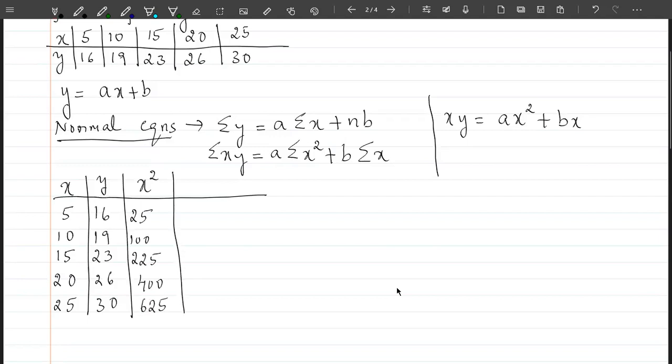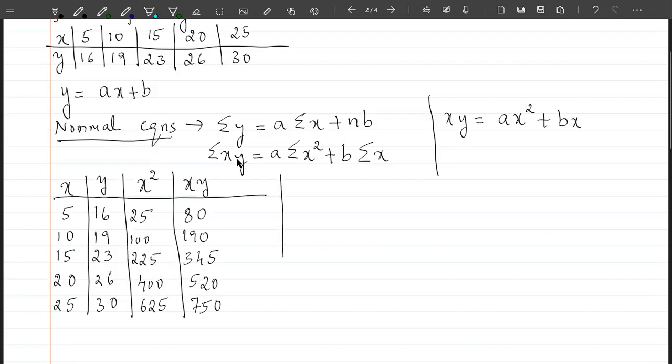And the next value which I need here is summation of xy. So first I should know how to get the values of xy. Xy values are 25, sorry, it is 80. Then I have 190, 345, 520, and the last value is 750.